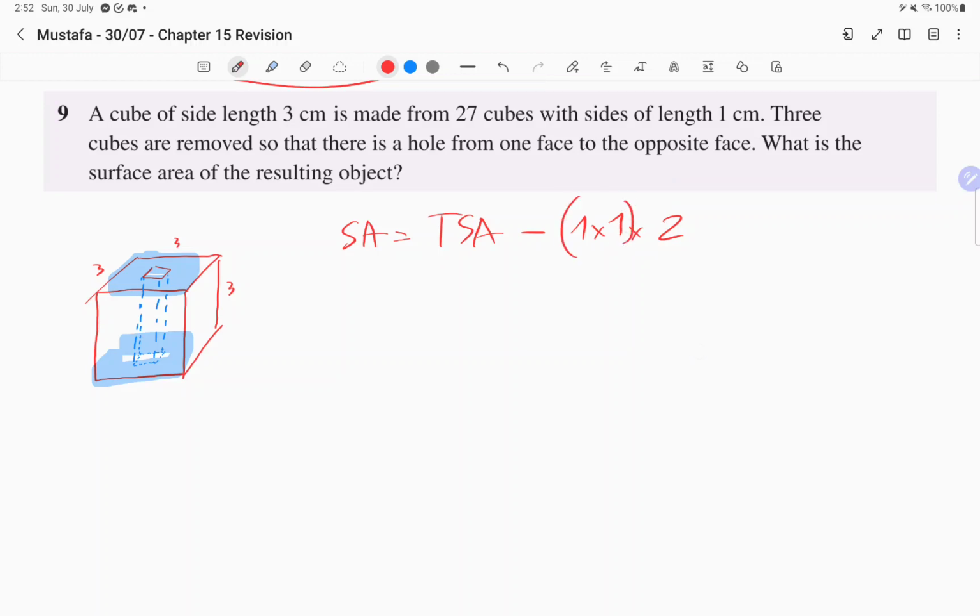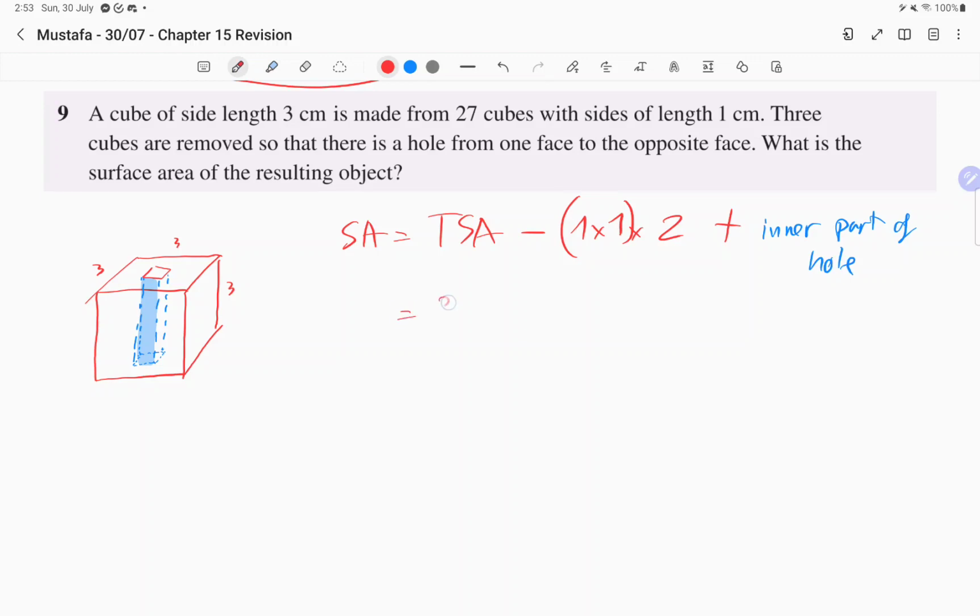What else? That's not all. You need to plus something. What have we not accounted for, now that we have a hole coming through it? The inner part of the hole. The inner part of the hole is this area here, and there are 4 of those. When you look inside, you can see those surfaces, so it's also counted as surface area.